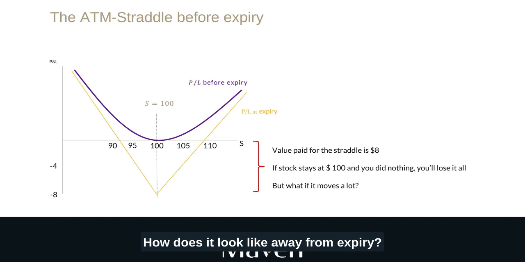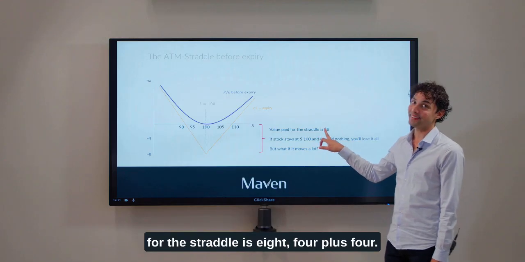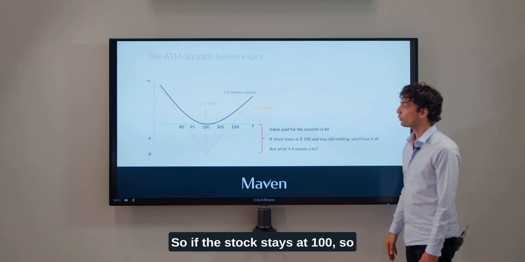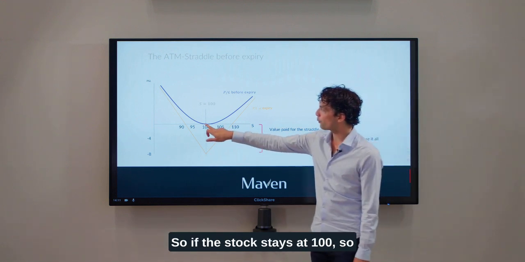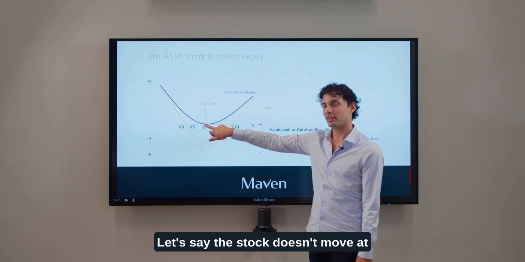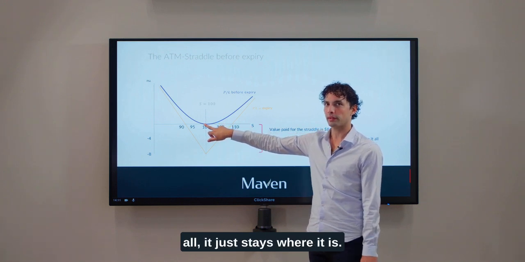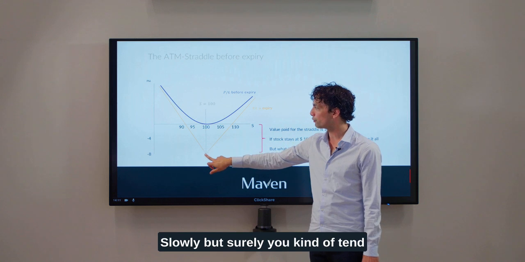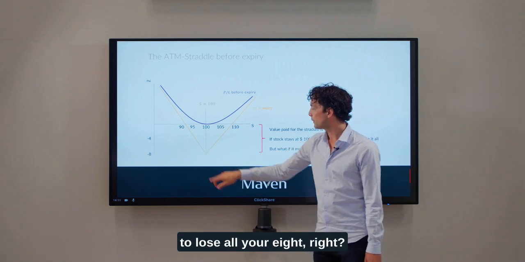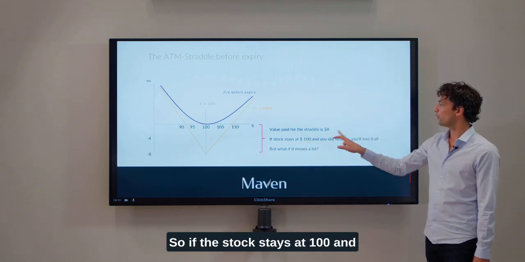How does it look away from expiry? First of all, the value you paid for the straddle is 8, 4 plus 4. So if the stock stays at 100, so we are here now away from expiry, let's say the stock doesn't move at all, it just stays where it is, slowly but surely you stand to lose all your 8, right? So if the stock stays at 100 and you did nothing, you lose it all.